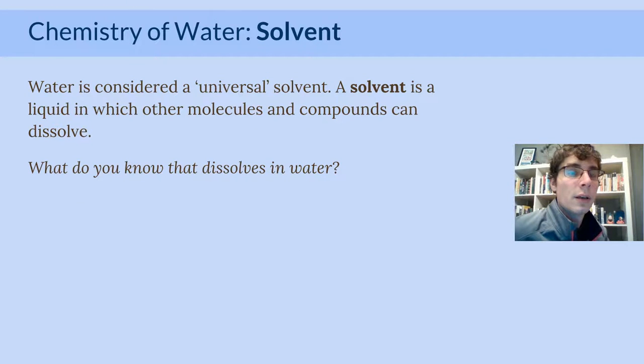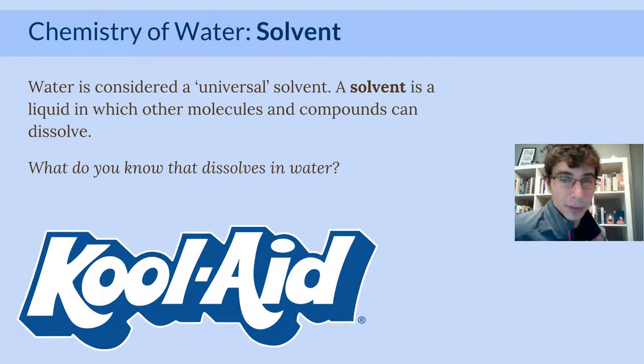All right. The first property that we talked about is solvent. Water is considered a universal solvent, and a solvent is a liquid in which other molecules and compounds can dissolve. What do you know that dissolves in water? Well, we started with a great example, Kool-Aid.